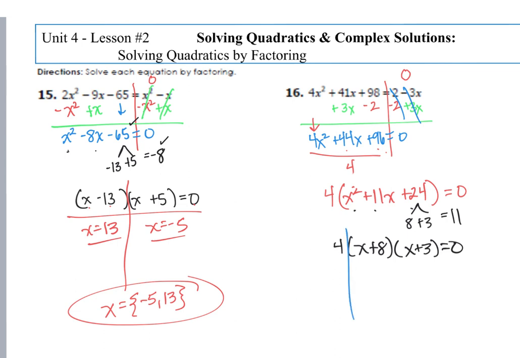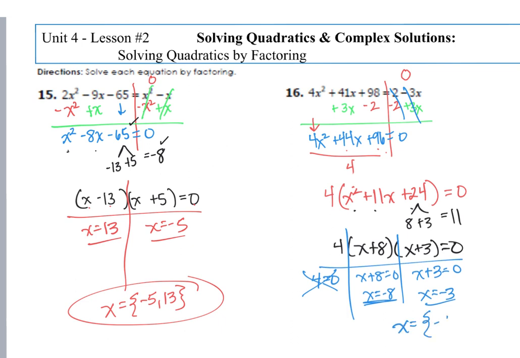We set each of our factors equal to 0. If I say 4 equals 0, there's no x left to solve for, so that gives me no answer. If I have x plus 8 equals 0, we get x equals negative 8 because we subtract 8 from both sides. If we have x plus 3 equals 0, we would subtract 3 and get x equals negative 3. So our 2 solutions are x equals negative 8, comma, negative 3 in braces, not parentheses, because it's a solution set. They're both answers for x, not an x and a y value. That's what it would mean if we used parentheses.